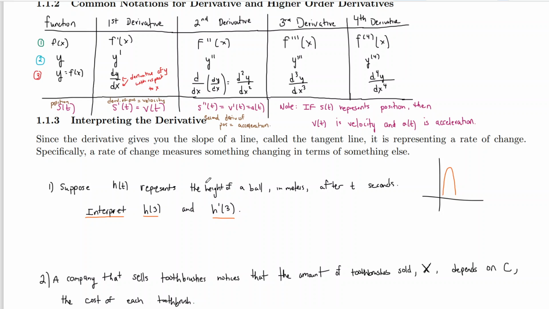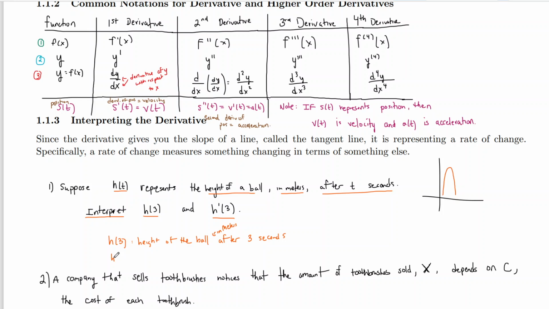Well, if h represents the height of a ball, h of t represents the height of a ball in meters after t seconds, what does h of 3 represent? H of 3 is going to be the height of the ball after 3 seconds. I should say the height of the ball in meters. Pretty much just reading this off, but we're using t equals 3, so it represents the height of the ball in meters after 3 seconds.